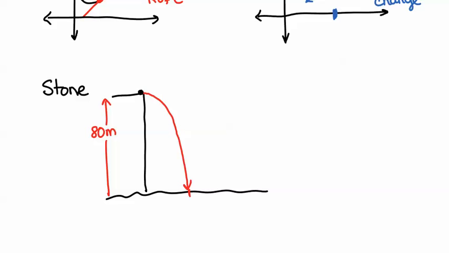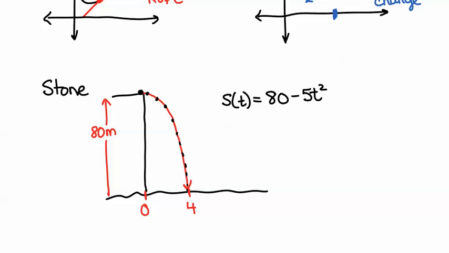It's going to take 4 seconds for it to fall. So it's going to start at 0 seconds, and it's going to take 4 seconds to fall. So that's our stone. And I'm telling you an equation for this relationship is S of t is equal to 80 minus 5t squared. So this equation tells us the path that the stone is going to take as it falls all the way to the ground. And it's going to hit the ground at 4 seconds.